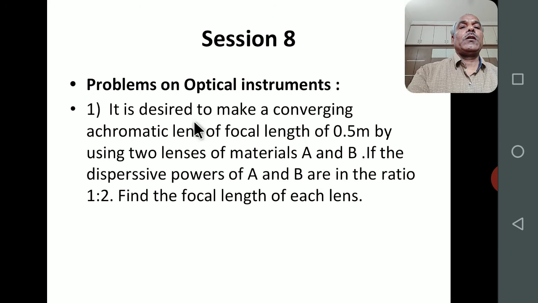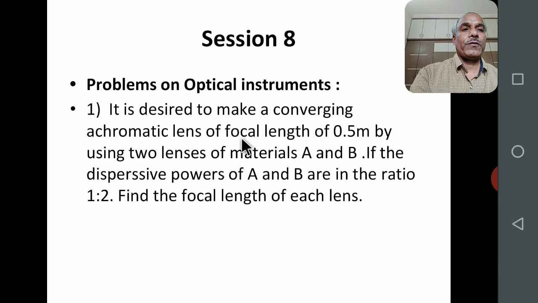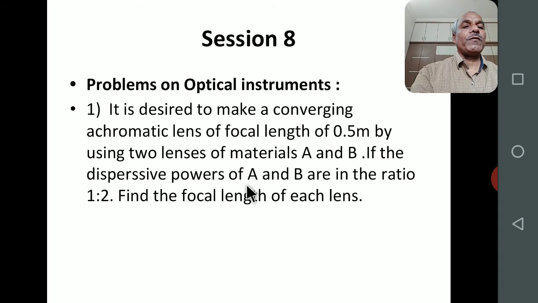It is desired to make a converging achromatic lens of focal length 0.5 meter by using two lenses of materials A and B. If the dispersive powers of A and B are in the ratio 1:2, find the focal length of each lens.